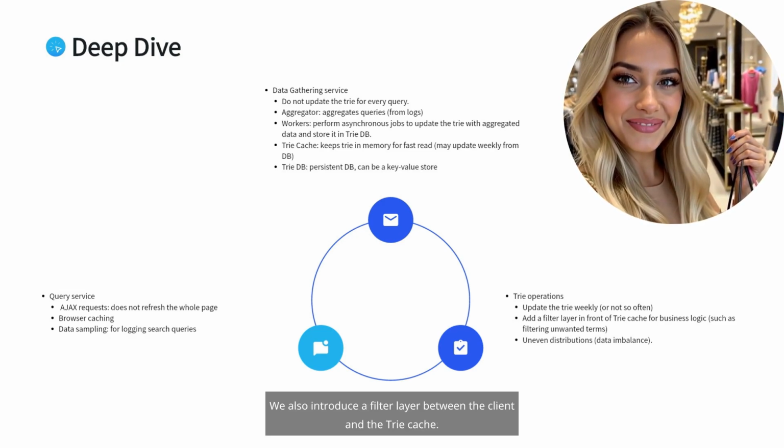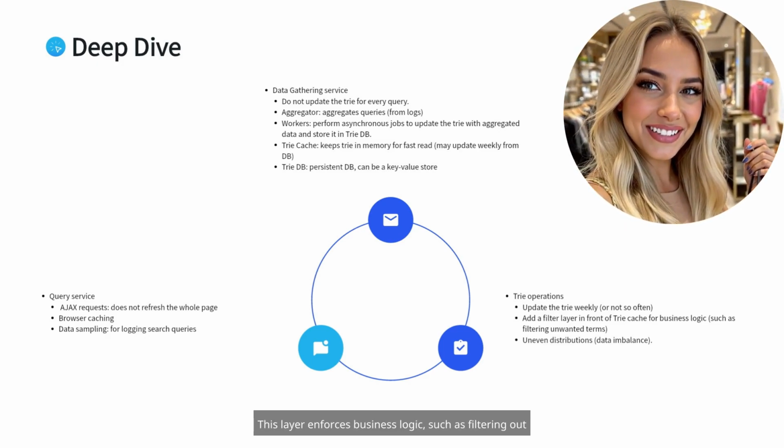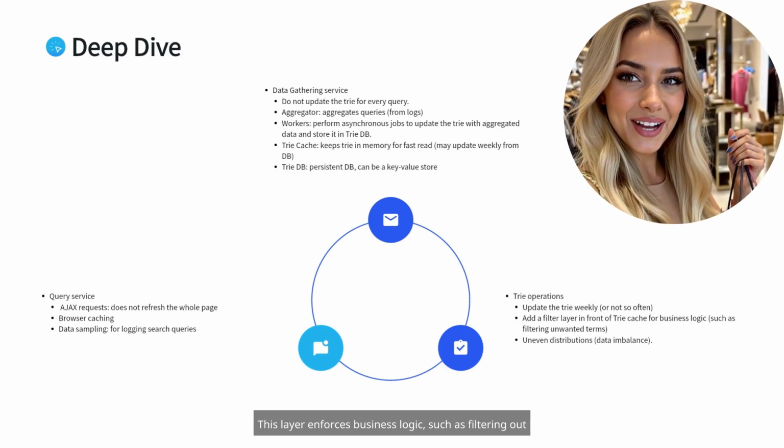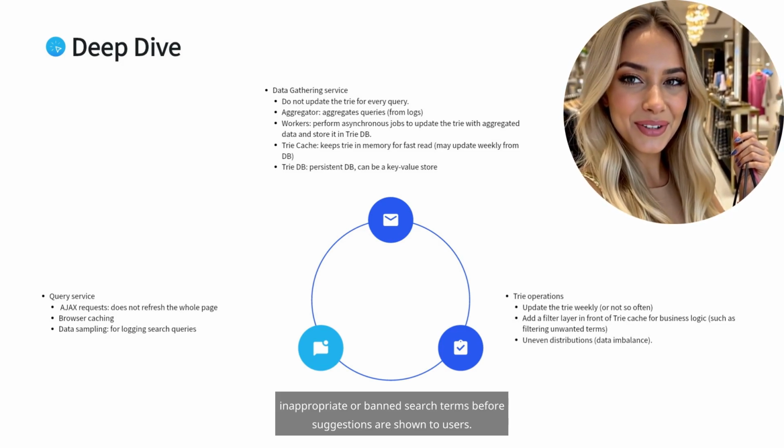We also introduce a filter layer between the client and the tree cache. This layer enforces business logic, such as filtering out inappropriate or banned search terms before suggestions are shown to users.